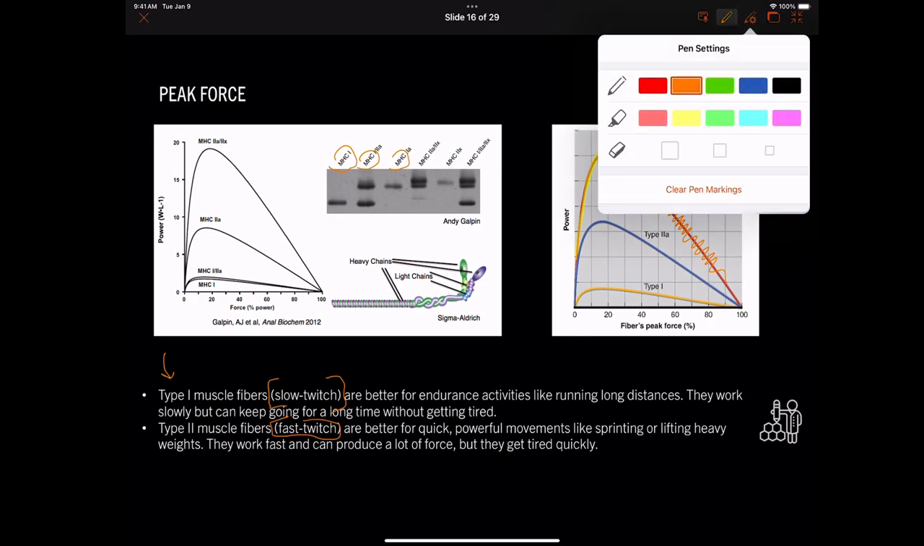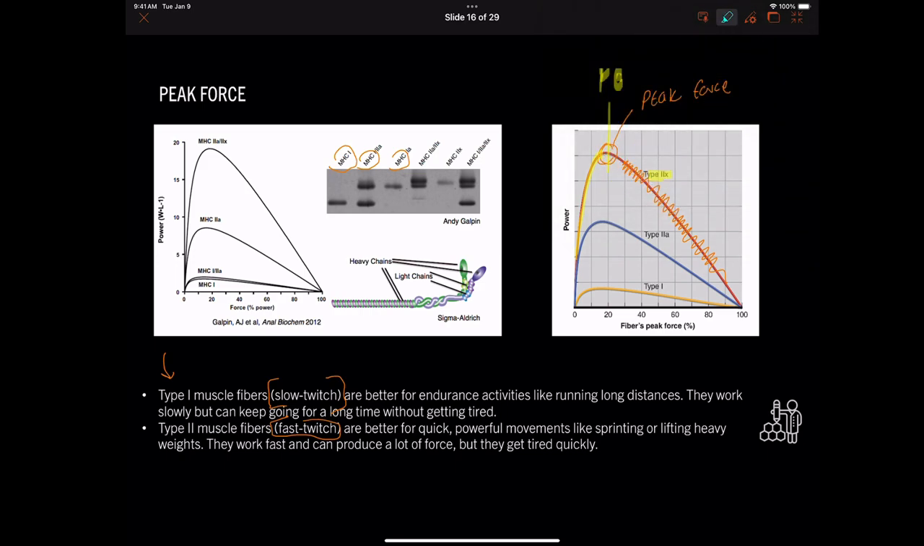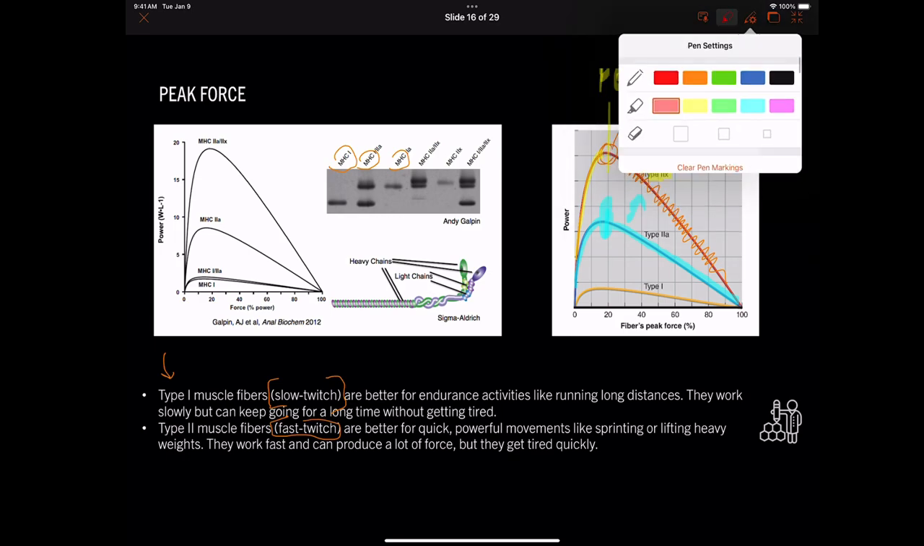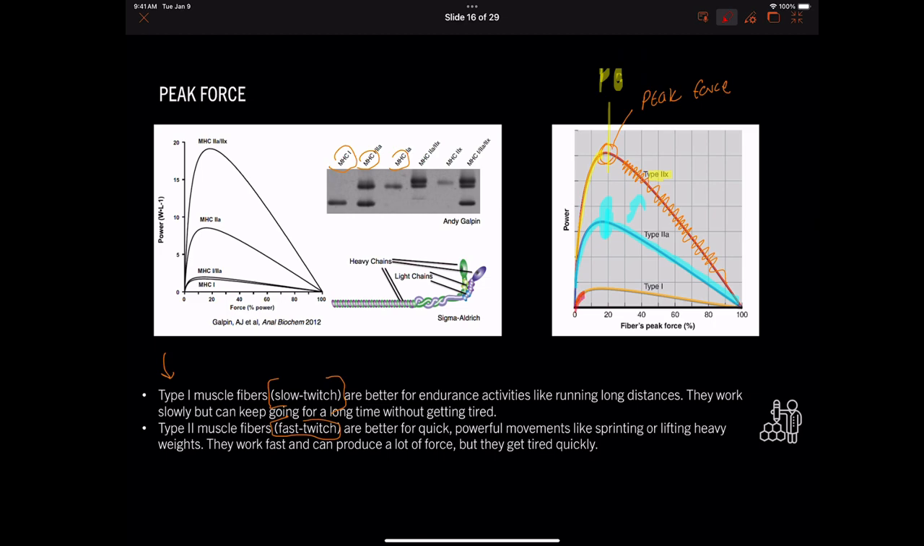Now, if we look at the blue one here, let's follow my line here, right? So blue produces a lot of force. Here would be peak force. Okay, so I'll just put a big circle right there. And then this plummets, but it's a little slower. Its force production, when it declines, is a little slower than type 2X. That declines really fast. And then if we look at type 1, let's switch it to red here. Type 1, look at this.